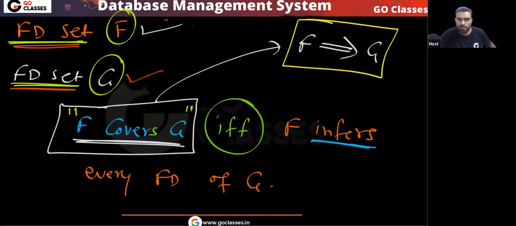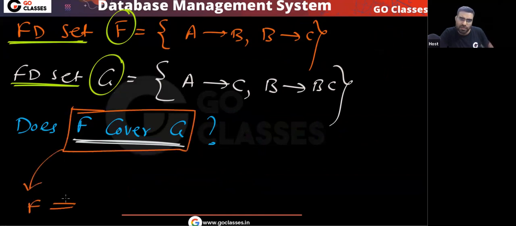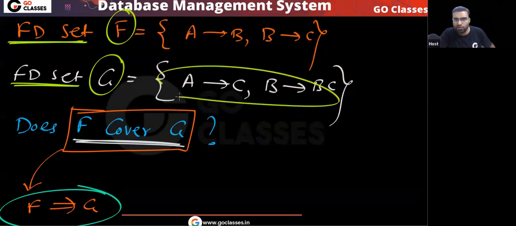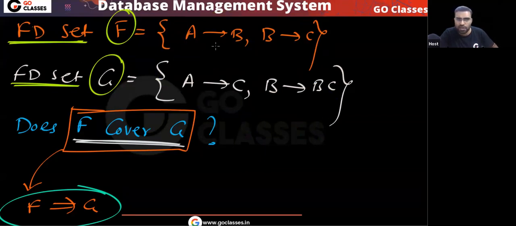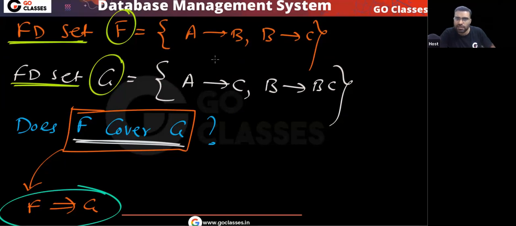Now in this question, tell me, does F cover G? Can I say F implies G? Means, can I say from F you can get every FD of G? From this F, can you get every FD of G? Yes, you can get. So from F, you can get every FD of G.